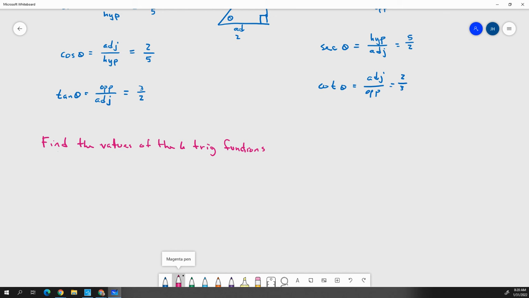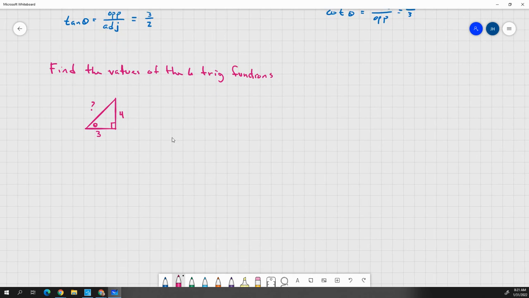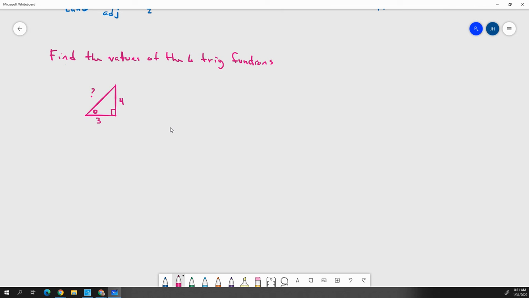And you're given a triangle that looks like this. This is our right angle. And we'll say that this is our theta. We have a side length of 3 and an opposite side length of 4, but we don't know what our hypotenuse is. So we have to find that hypotenuse. Anybody have any idea how we might go about finding that hypotenuse?